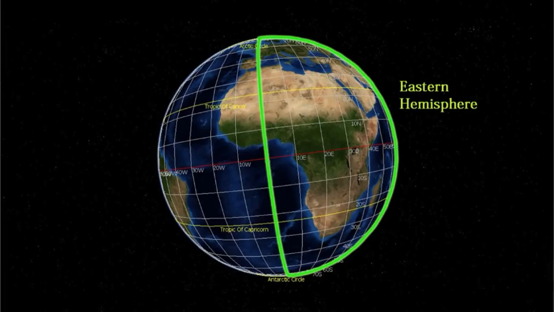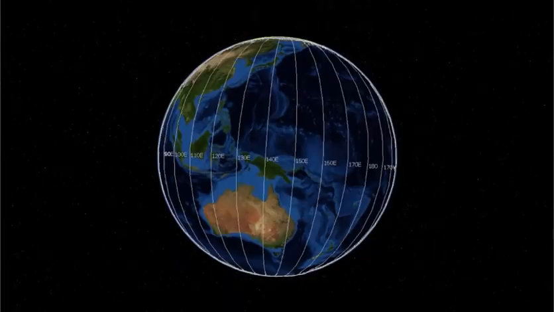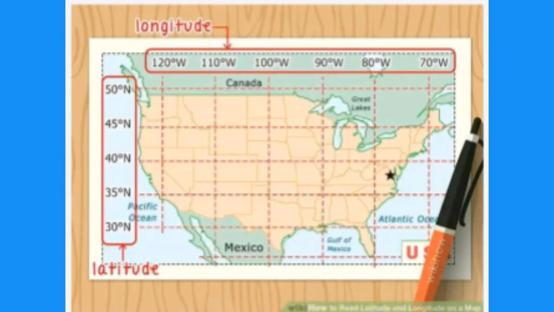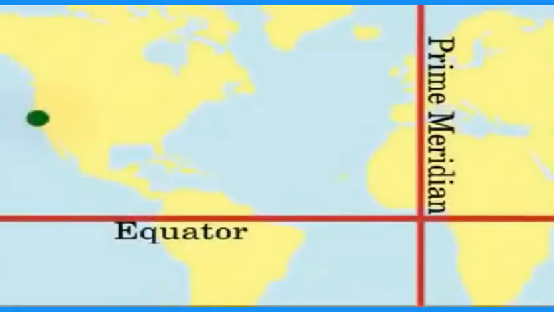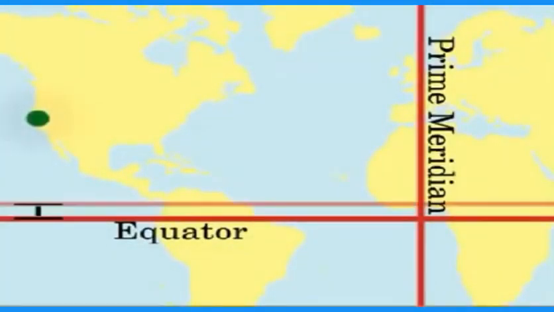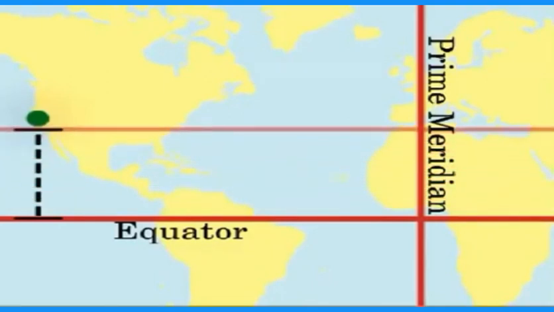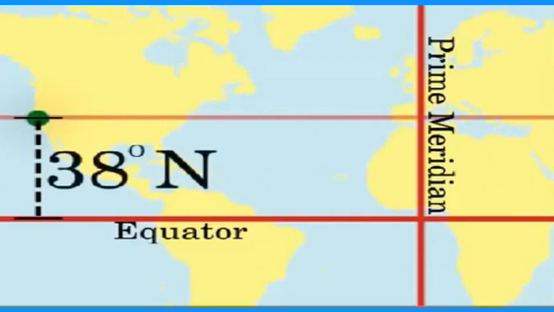Let's locate a place on the surface of the earth. While locating, we should read the latitude first and then the longitude second. Take a map and mark the exact spot you are interested in. Use a ruler and a pencil to mark the latitude of the point. Make sure your line is parallel to the nearest latitude line on the map.